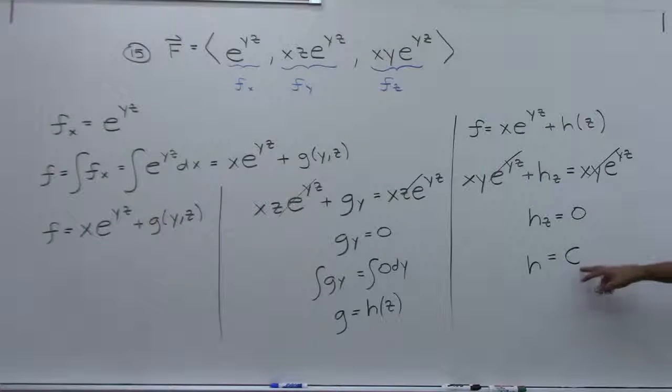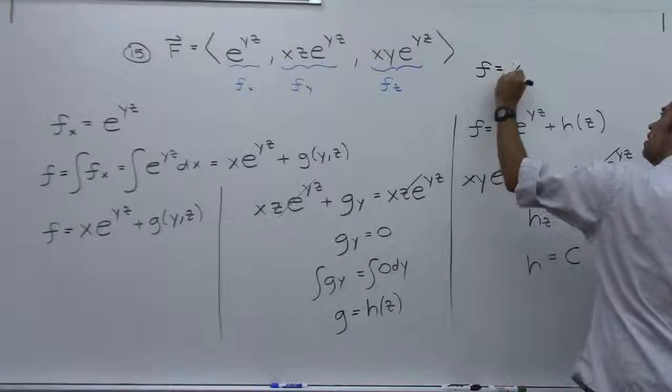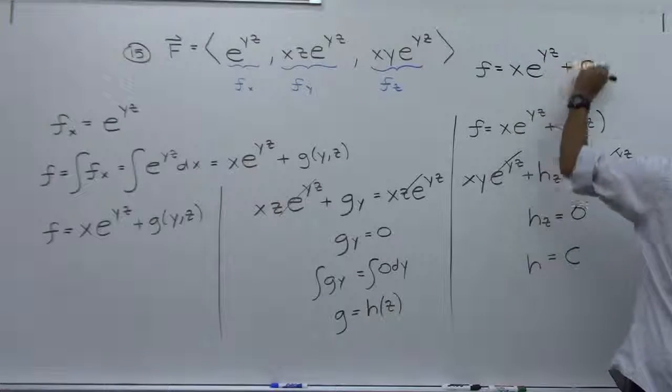And it can't have y in it because we said that h could only have z in it, so it's just a constant. So my final result is that the scalar function f, okay, the potential function, is this plus a constant.